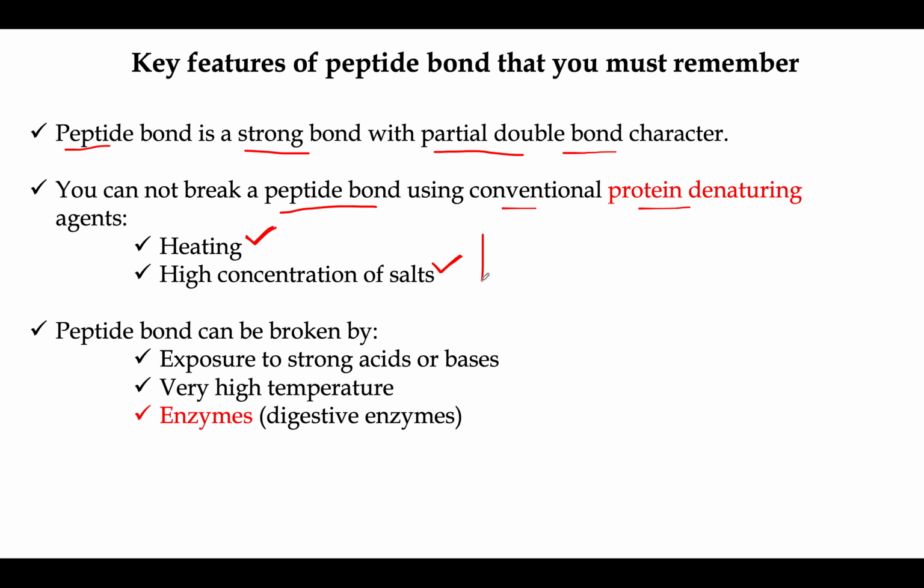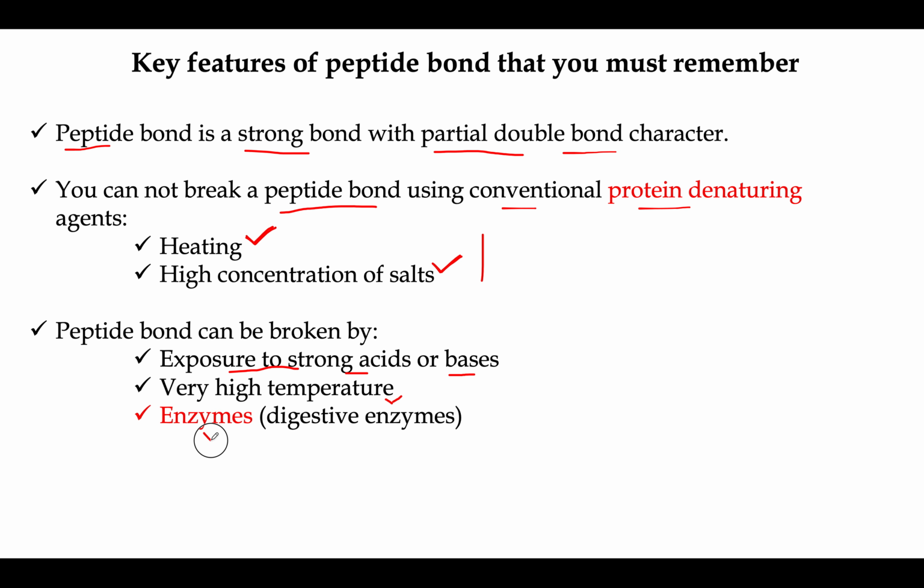But how can we break the peptide bond? You can do so by exposing the protein to very strong acids or bases. Strong acids, such as hydrochloric acid and nitric acid. When I talk about bases, sodium hydroxide or potassium hydroxide, which are very strong bases, or by exposing the protein to very high temperature. When I talk about very high temperature, I mean high heat that will completely denature the protein as well as break all bonds, even the bonds in the amino acids. So what you will get at the end are atoms like carbon, hydrogen, oxygen, sulfur.